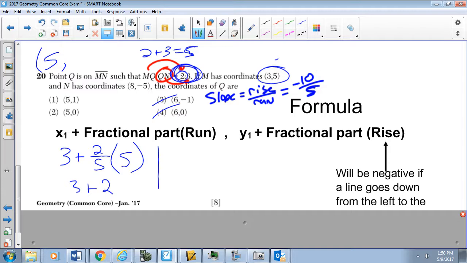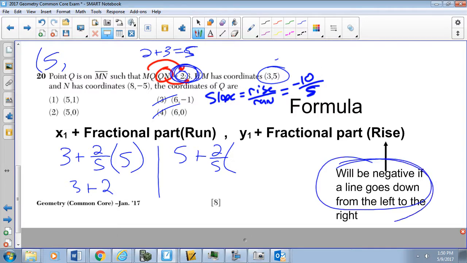Now we find the y value. It's going to be the same thing. Our y1, which is 5, plus the fractional part, which is still 2/5. Make sure you make the rise negative. Our line goes down from left to right, so it's going to be negative 10. So we have 5 plus 2/5 of 10, which is 4, I'm sorry, negative 4. And then you have 5 plus negative 4, which is 1. So our y value is 1.